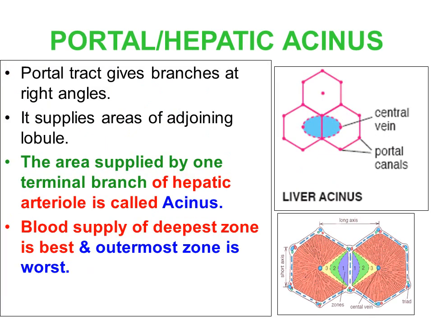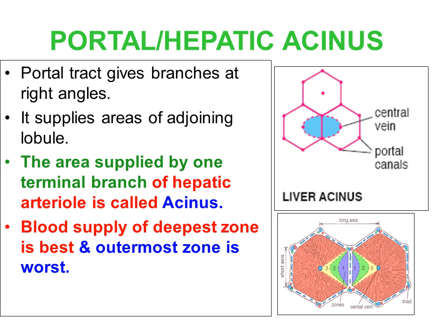So if we revise the portal acinus again, it is the area supplied by one terminal branch of the hepatic arteriole. It is a diamond-shaped smaller unit of liver tissue supplied by one hepatic arteriole. The hepatic arteriole runs along the line of junction of two hepatic lobules, the classical lobules. Two central veins lie at the ends of each acinus. This portal acinus is the functional unit of the liver.